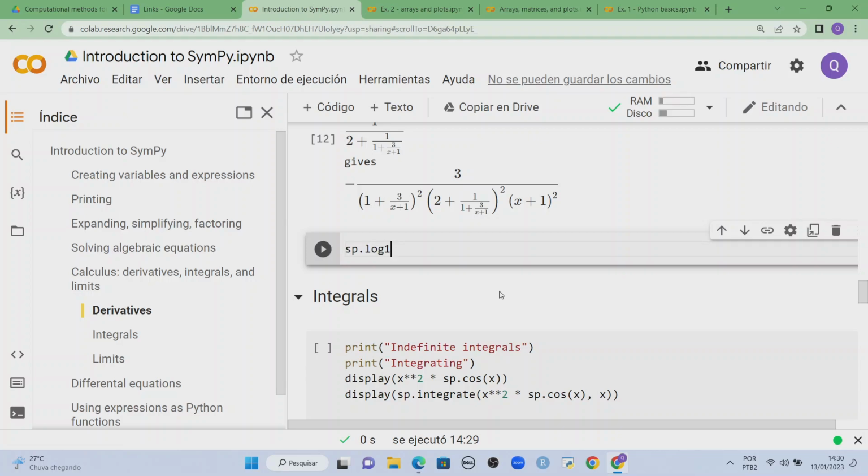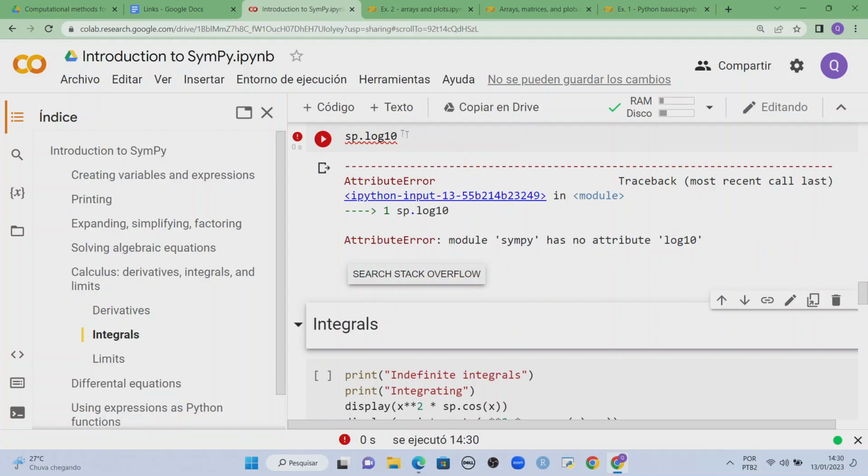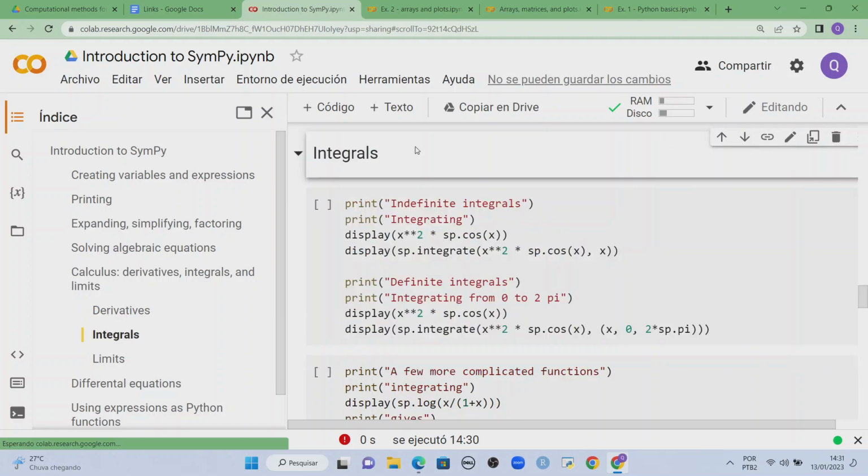sp.log. No, it doesn't have a function log10. I think you have to do the old school way of dividing by the log of 10. Yeah. So all logs are natural log, with base e.